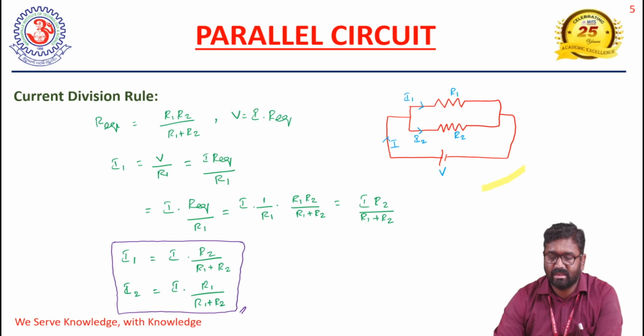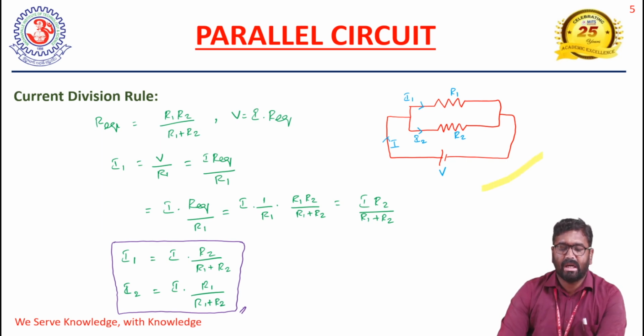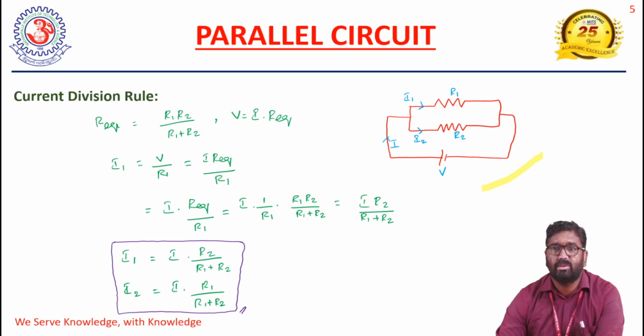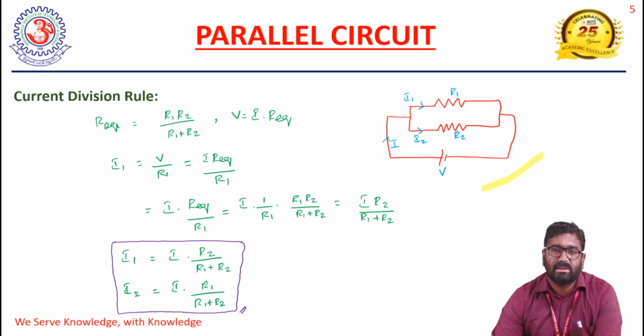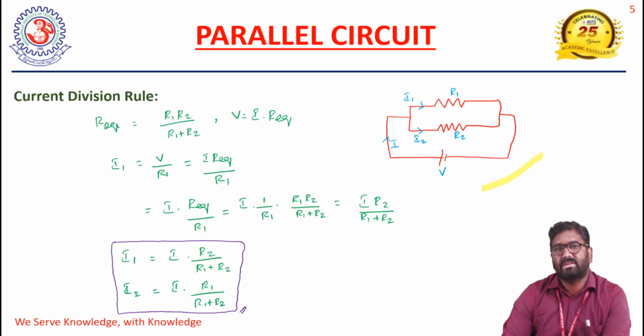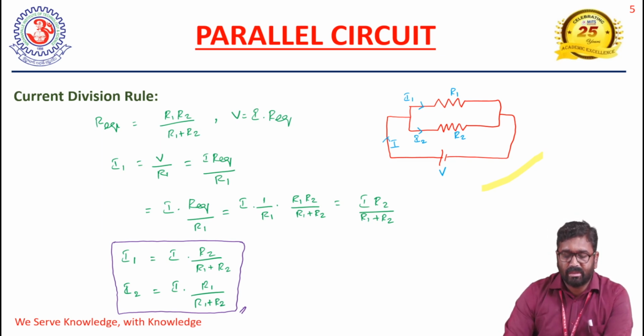Consider this network. In this network, if you want to write the R equivalent, we have two resistors, namely R1 and R2, and two current paths, I1 and I2. So R equivalent is equal to R1 R2 by R1 plus R2. From here, for the voltage, from Ohm's law, V equals I into R, and I equals V by R. If you want to find only the I1 current, we can write I1 is equal to V by R1. From this we can find what that current value is.